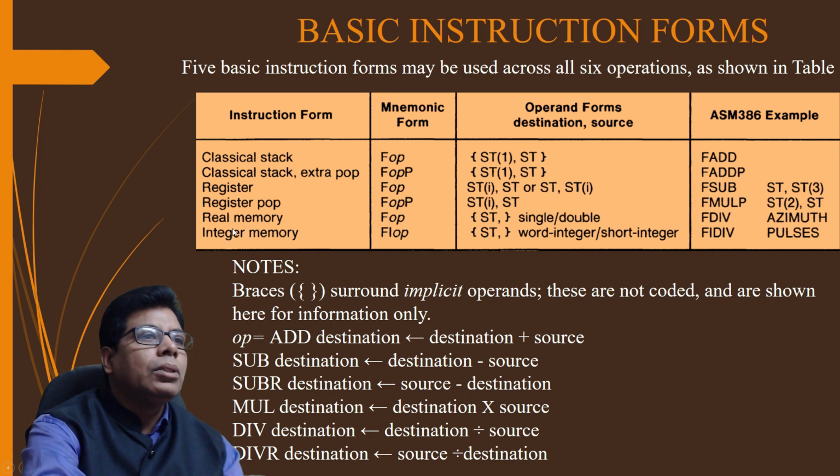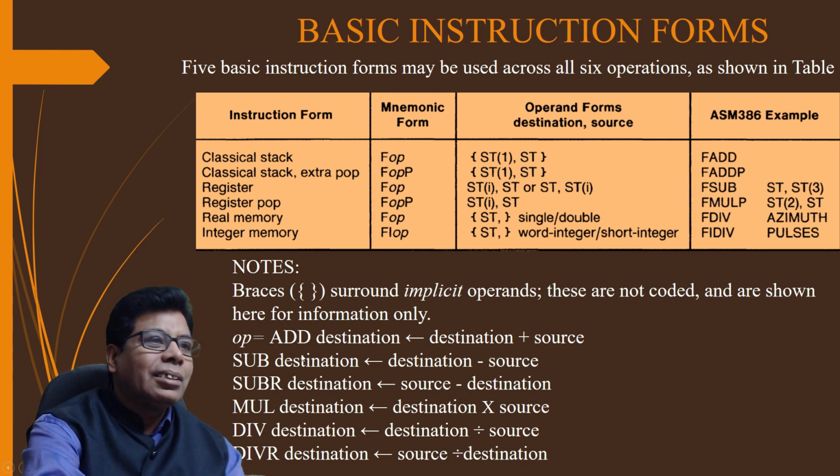Then the last two, real memory and integer memory. Here we are involving the memory as one of the operands. That will be the source operand, and the stack top will be the destination operand. Here we can take the single or double precision real memory, or word or short integer memory. In this way, these are the 5 instruction forms which will be common to all these 6 operations.